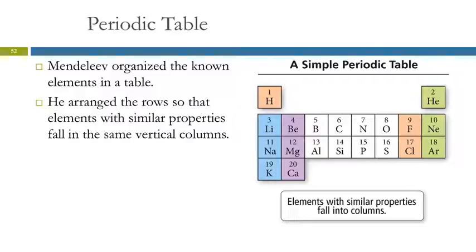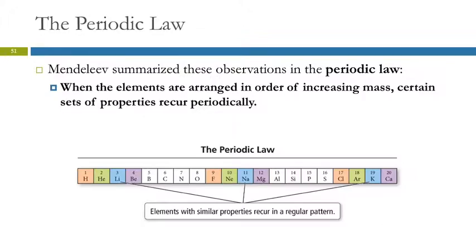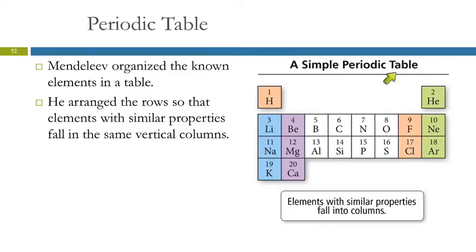So he took the elements that were known at the time and arranged them into a table, because one long line like that wasn't so very useful. He made the rows so that elements that had similar properties fell into the same columns. So he took this list here and made it into a table. And now we see that lithium, sodium, and potassium are in the same column and they have similar properties. Helium, neon, and argon are in the same column.